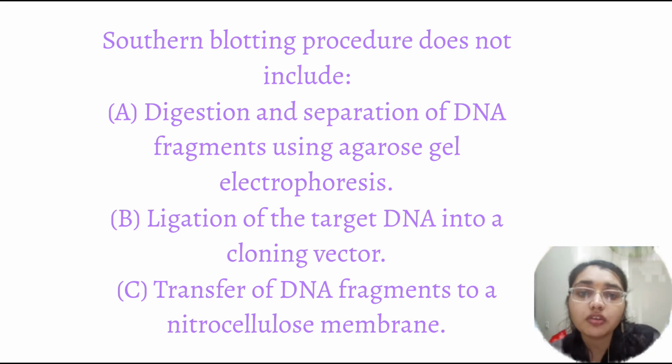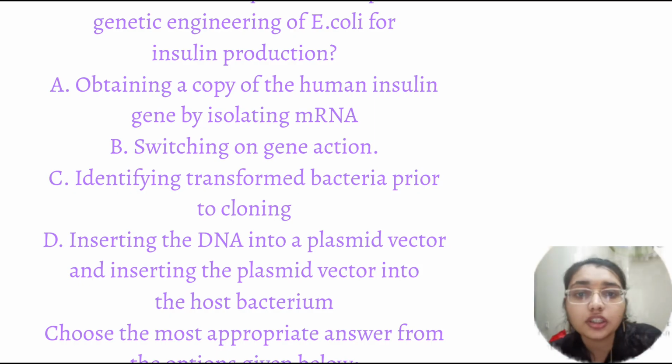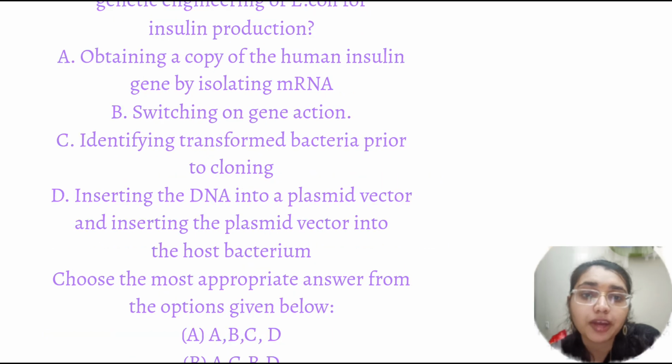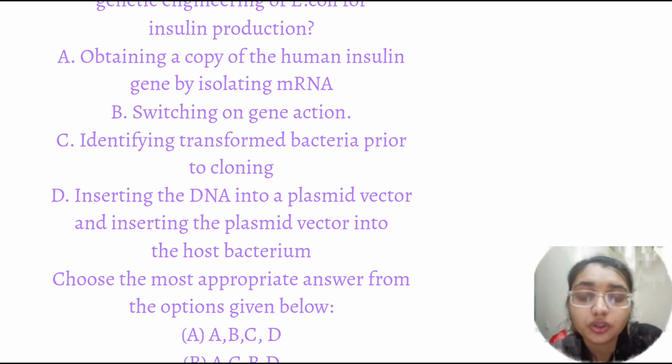Here we have to tell which one is the correct sequence of steps in the genetic engineering of E. coli for insulin production. So here the 4 options are: obtain a copy of the human insulin gene by isolating the mRNA, switching on the gene action, identifying the transformed bacteria prior to cloning, then inserting the DNA into the plasmid vector and inserting the plasmid vector into the host bacterium.